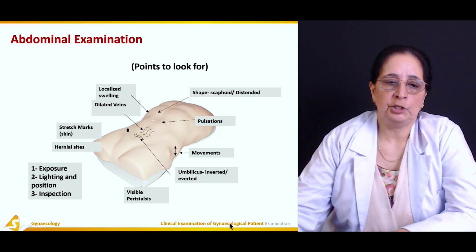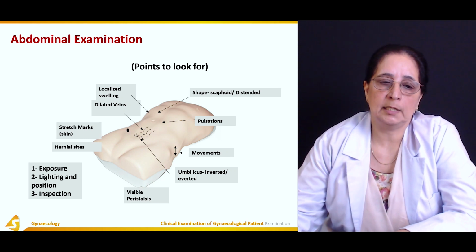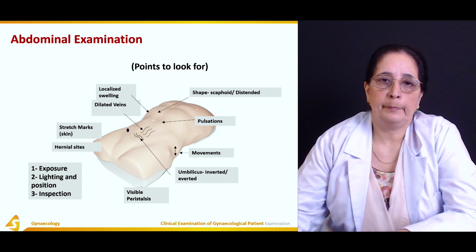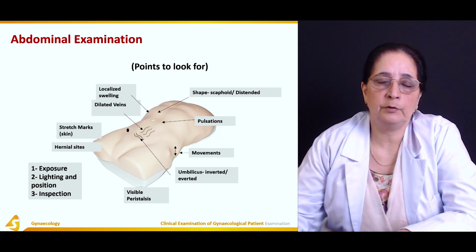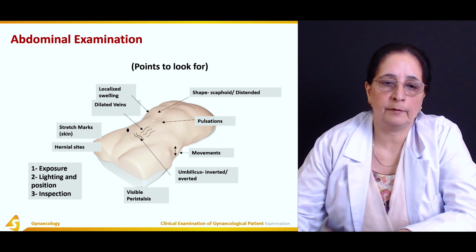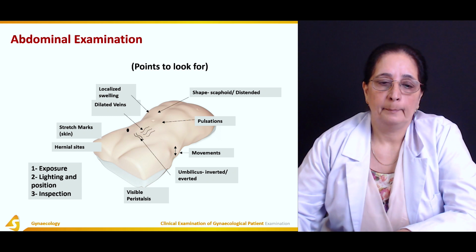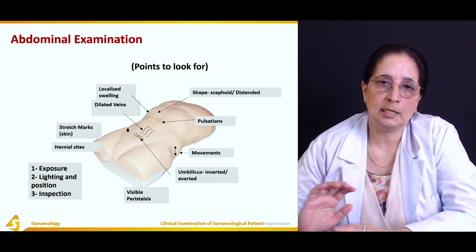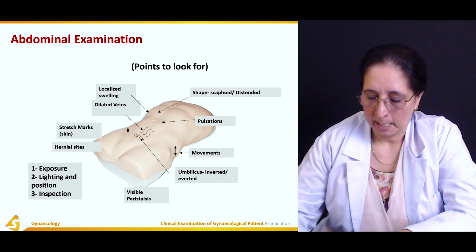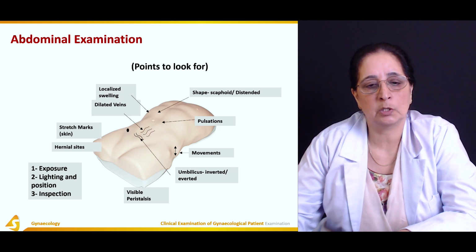For examination, usually four points are used, which are inspection, palpation, percussion, and auscultation. So these are a few steps of examination of the patient. Inspection is by looking, palpation is by feeling, percussion is by producing the sound, and auscultation is by listening through the stethoscope.